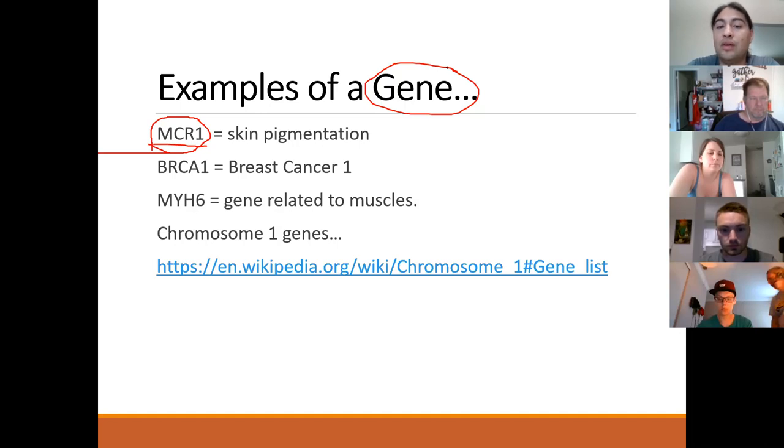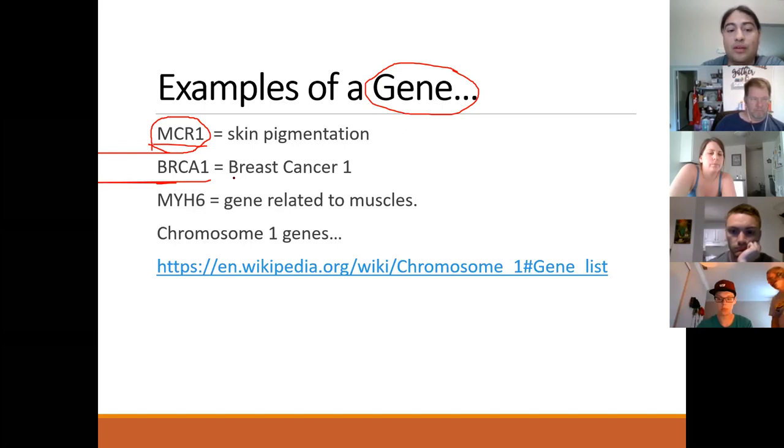So a gene is just a general unit, but inside of a gene we have varieties of this gene that encode the same function, for example the color of the eyes or the skin pigmentation. Other examples of genes are BRCA1, which is breast cancer type 1. People who have a certain variant of this gene have a high chance of developing breast cancer. And then there are genes like MYH6, which is related to muscles and how they move. You can go to the list of chromosomes in Wikipedia, and you'll find that we actually have thousands and thousands of genes listed, all right?